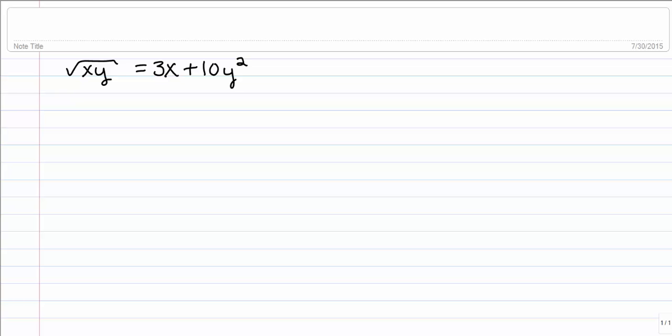We are asked to solve this problem for dy/dx using implicit differentiation. First thing I'm going to do is write square root of xy as (xy) to the 1/2 power.